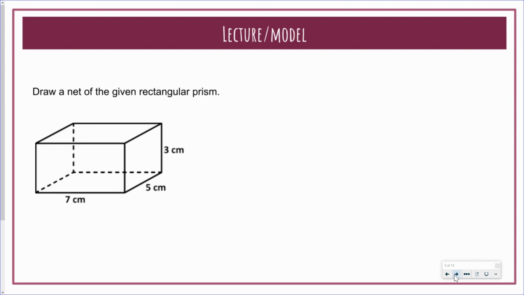Now let's get into 3D figures. We are being asked to draw a net. If you remember, a net is a 2D laid out flat representation of the figure where we can see all of the pieces. So we have a rectangular prism here, so we're going to have 6 faces: a front, back, left, right, top, and bottom. I always like to start on the bottom. My bottom is a rectangle.